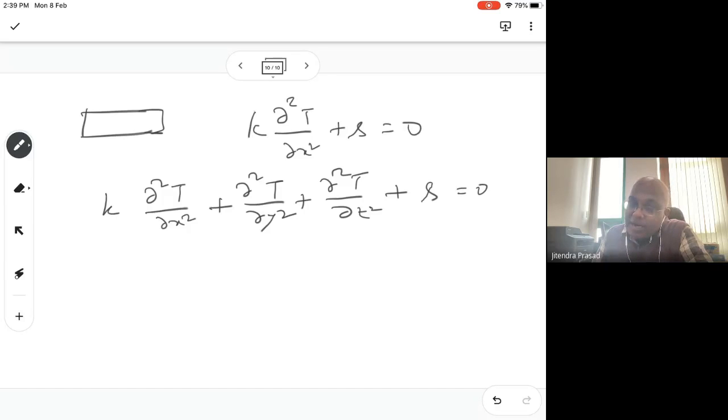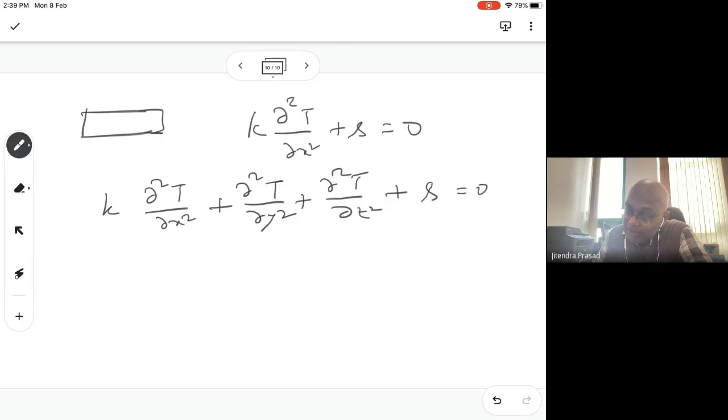Okay. And what happens here is you are relating it with the temperature, only one temperature here, which is actually relating to all of them.